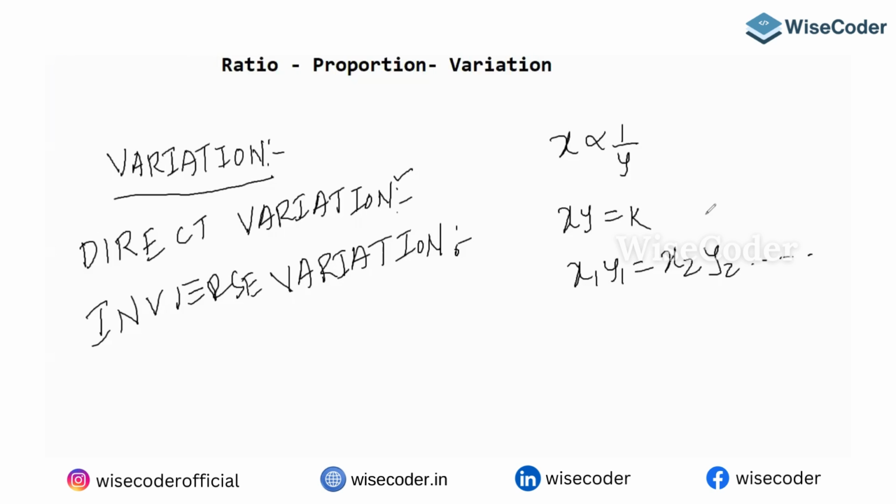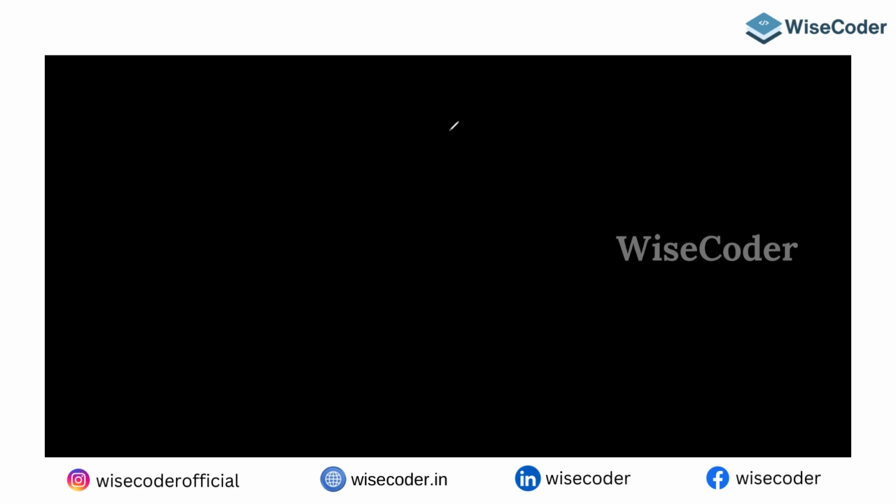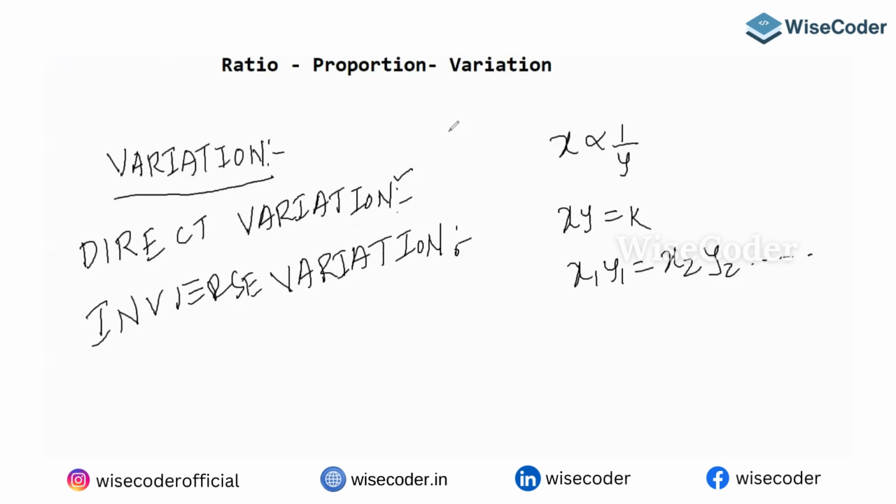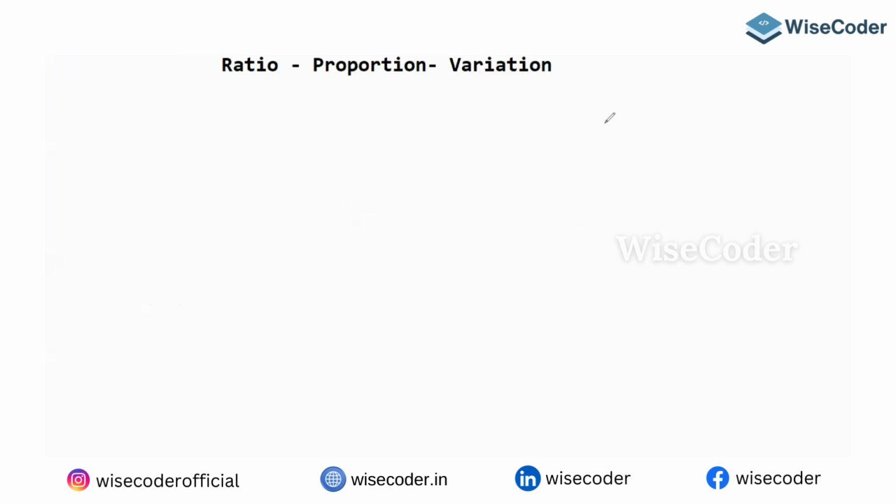So this is all about variation. Today we discussed ratio and proportion and variation. Now let's do some problems. Please write down.